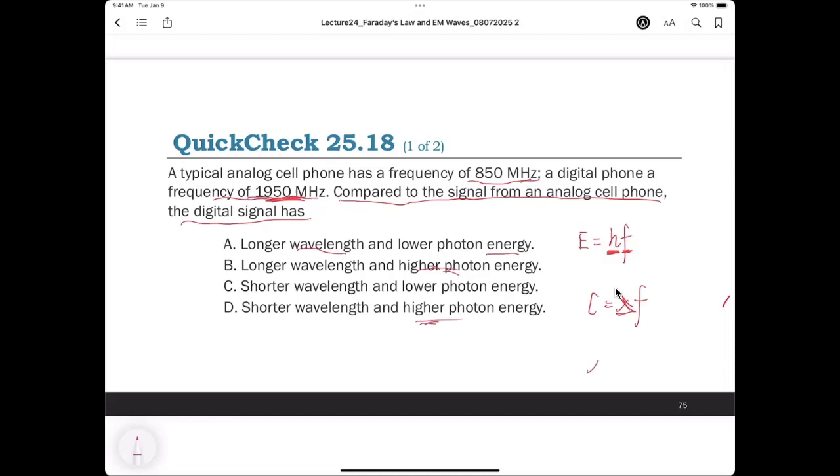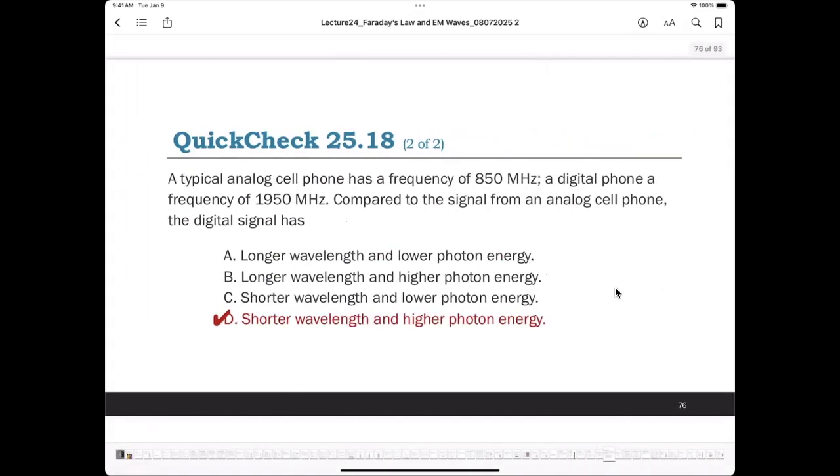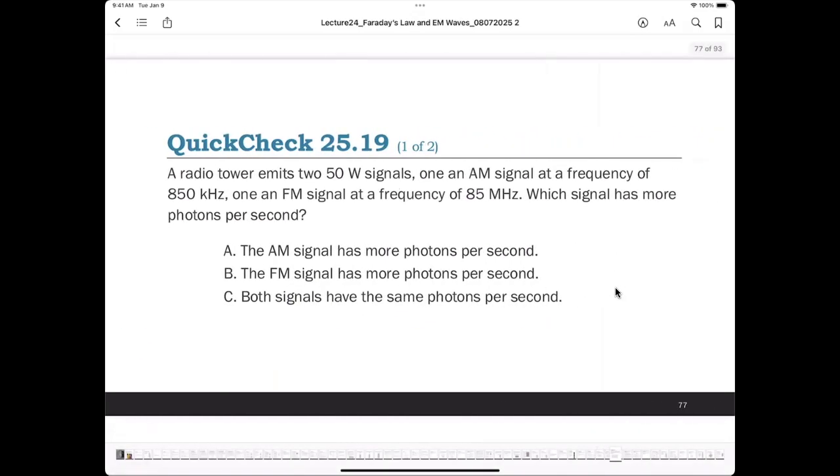So the wavelength equals c divided by f, which means if it has a bigger frequency, it has a smaller wavelength. Am I right? From this equation, the digital signal has a shorter wavelength and higher photon energy. The answer should be D. Does it make sense to you? Okay, let's check this one.